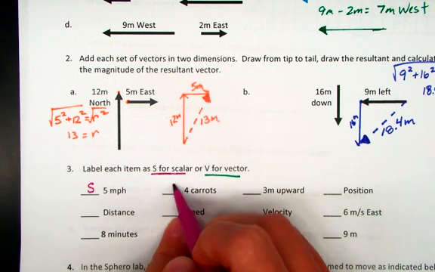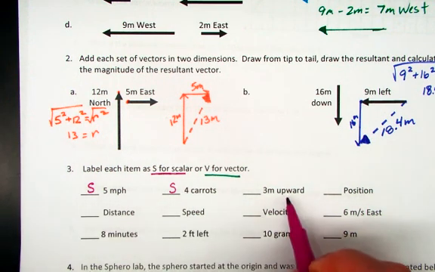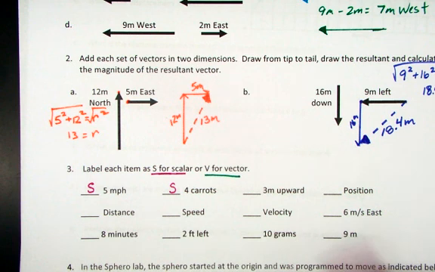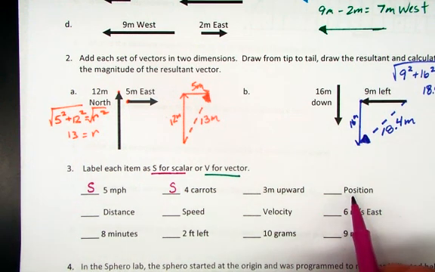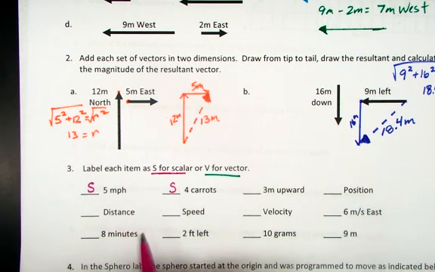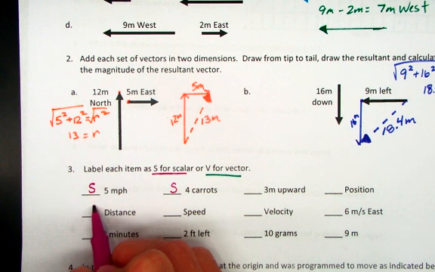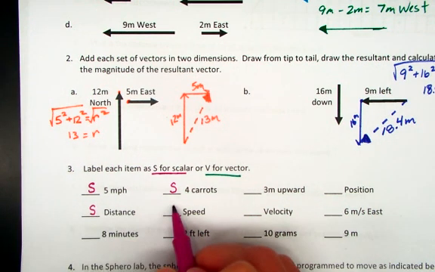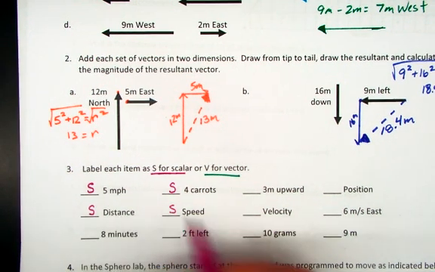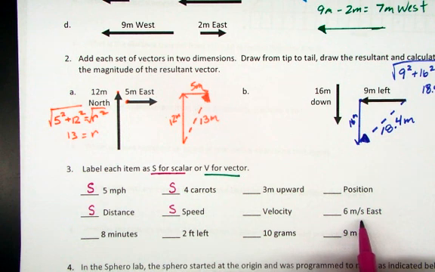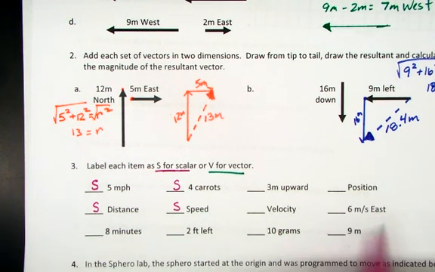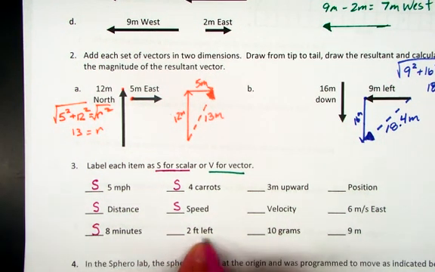4 carats, definitely a scalar, it's just a count. Upward is a direction. Position has direction, that's left, right, up, down from the origin. Distance does not have direction, that's a scalar. Speed does not have direction, that's like 5 miles per hour. Velocity does. This is a velocity, 6 meters per second east. It's speed with direction. 8 minutes is a scalar. Left is my position, 2 feet left, that's a position.